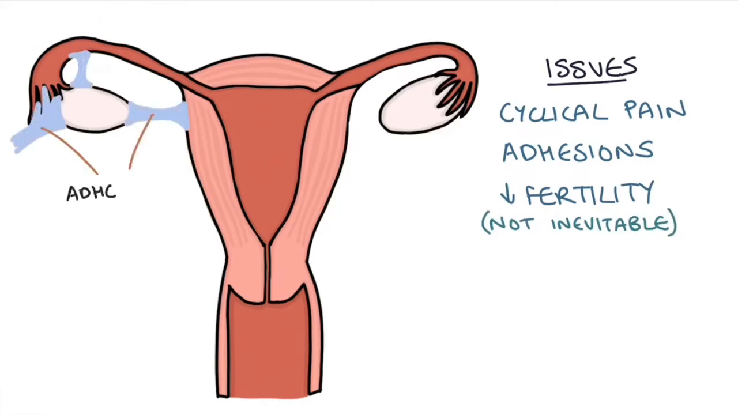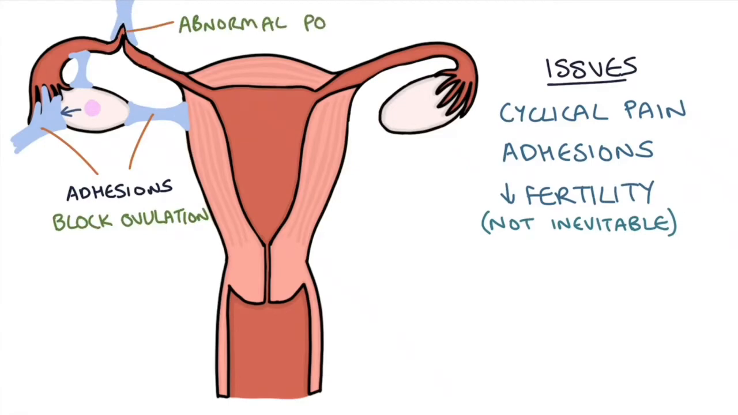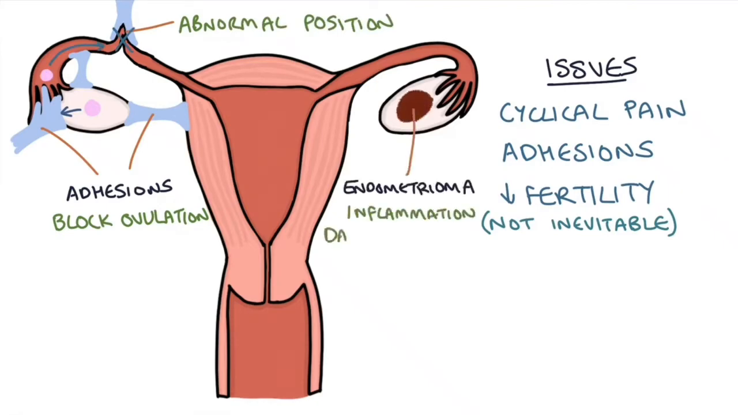around the ovaries and the fallopian tubes that either block the ovary from releasing the eggs or hold the tubes in abnormal positions which prevent the egg from moving along smoothly and reaching the uterus. Endometriomas in the ovaries could also cause local inflammation and damage the eggs or prevent effective ovulation, but often we can't find a clear reason for why the person with endometriosis is struggling with fertility.